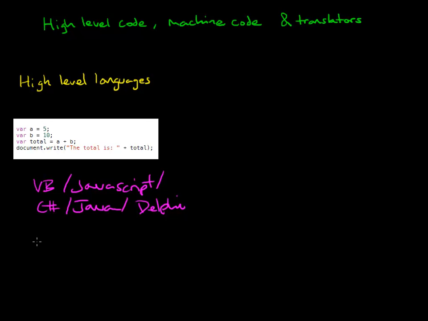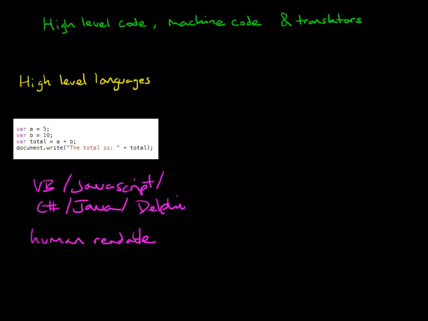And these are human readable. The idea is that humans can read and write these close to how they speak in their native English. What we're saying here is make me a variable called A and assign the value 5 to it. Assign the value 10 to B, add the two together and call it total, and then put "the total is" and that total we just made onto the HTML document, in this case because it's JavaScript. So very human readable, easy to read, easy to edit.